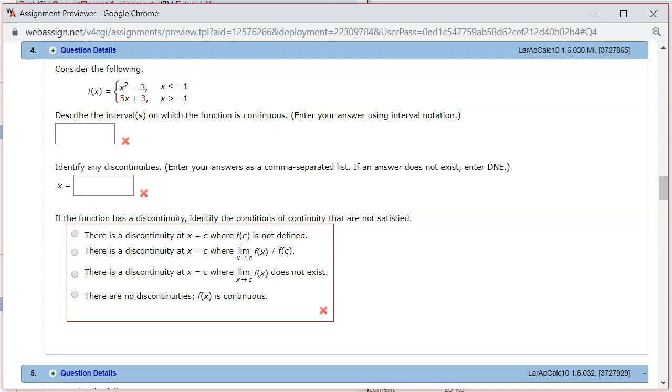All right, let's look at homework 1.6, problem number 4. We have this piecewise defined function, and we want to find the intervals on which this function is continuous.